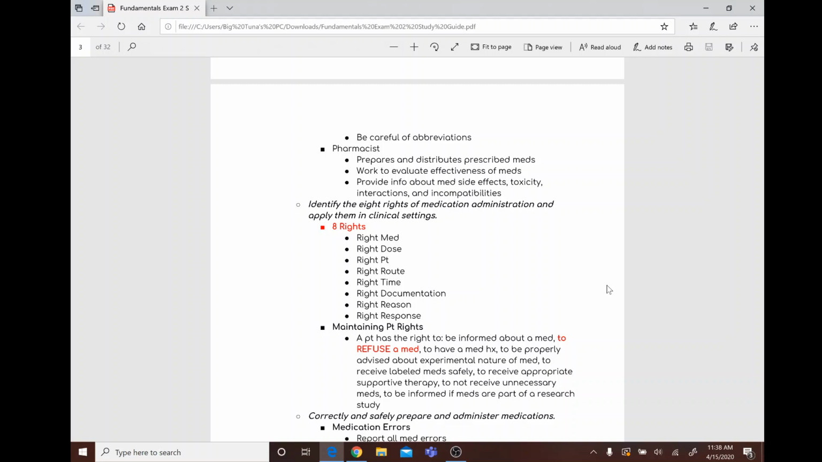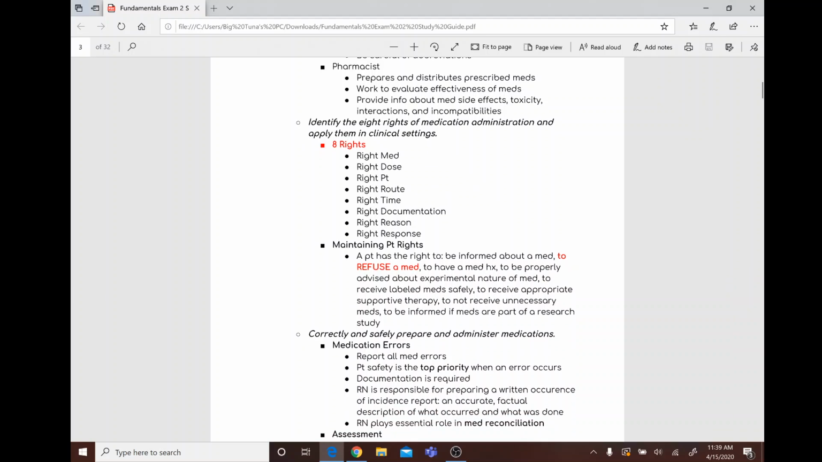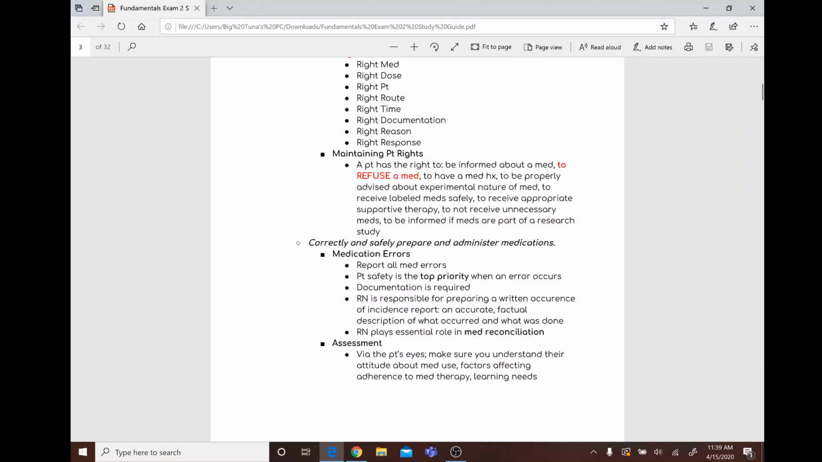Okay. What are the 8 rights of med admin? Right med, right dose, right patient, right route, right time, right documentation, right reason, right response. We have to maintain a patient's rights. So a patient has a right to be informed about the med, to refuse a med, to have a med history, to be properly advised about the experimental nature of the med, to receive labeled meds safely, to receive appropriate supportive therapy, to not receive unnecessary meds, to be informed if meds are part of a research study.